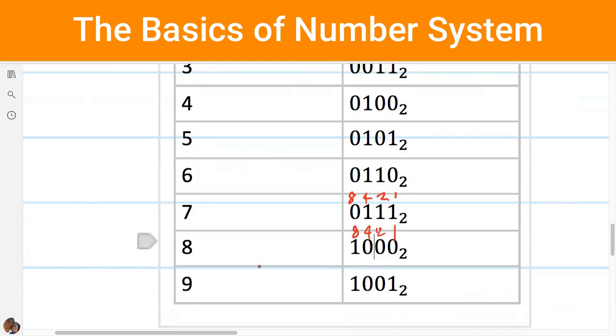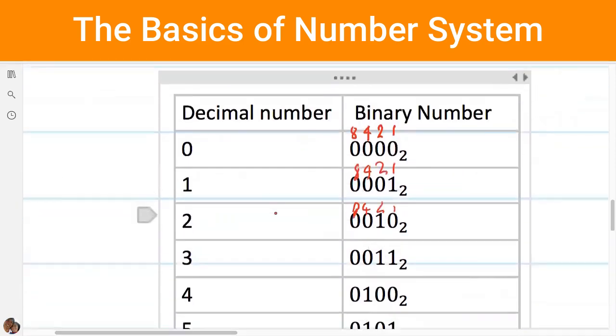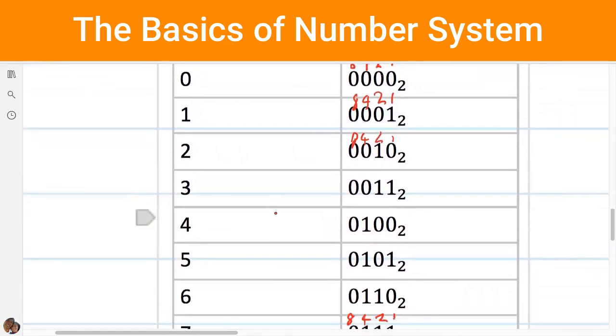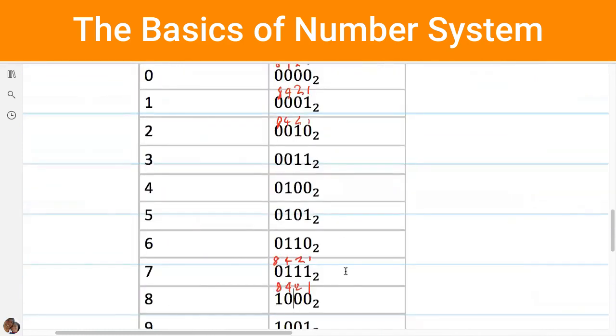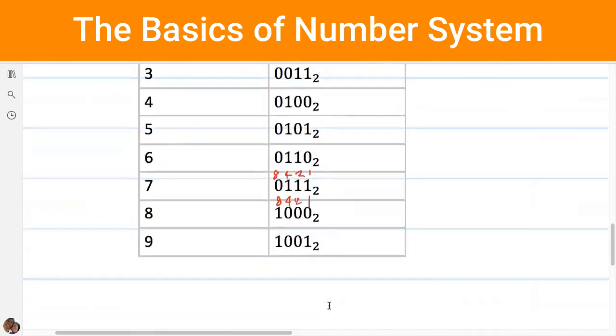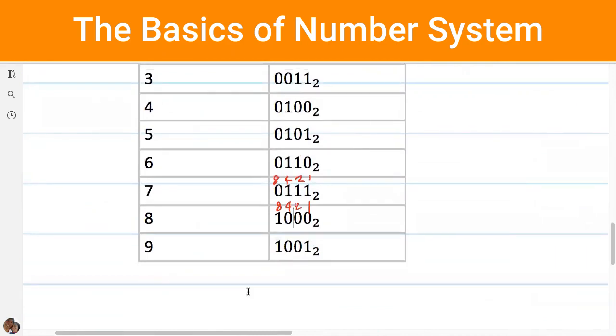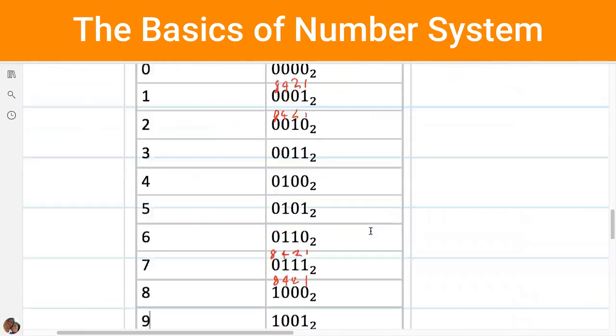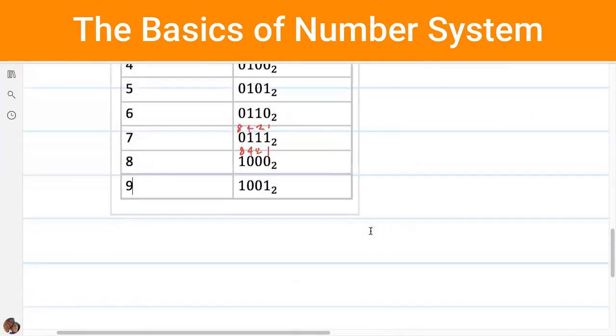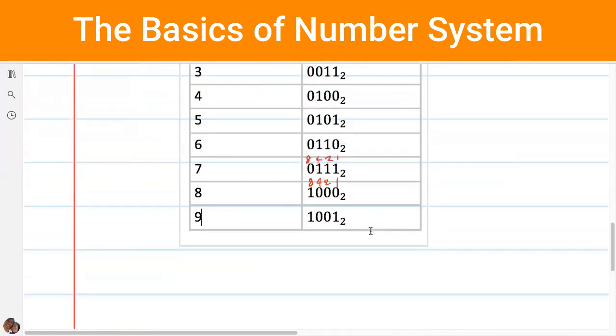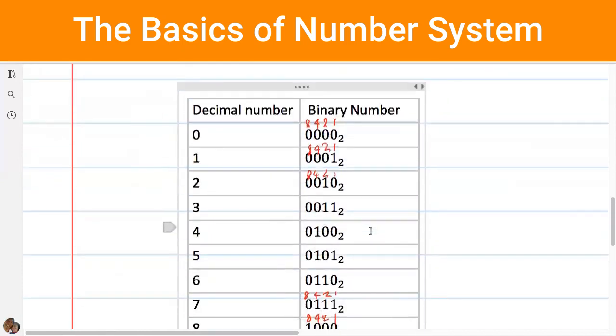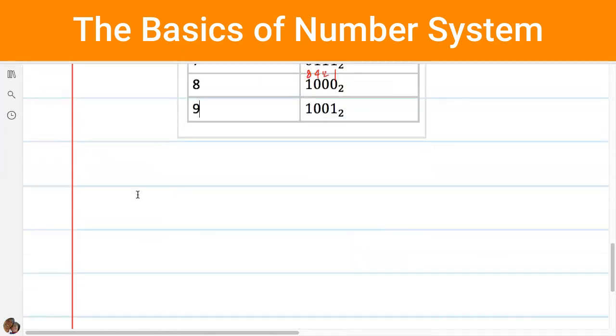So that's how you represent your binary numbers in decimal form, or vice versa, how you represent decimal numbers as binary numbers. You can also do that. Okay, that's how you convert a binary number to decimal form. Now, let's talk about conversions later on.